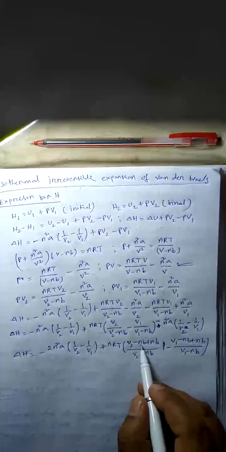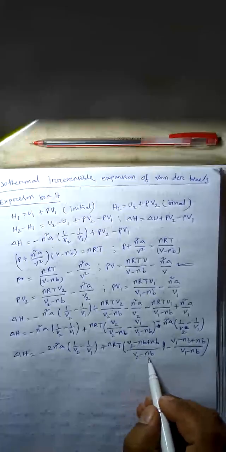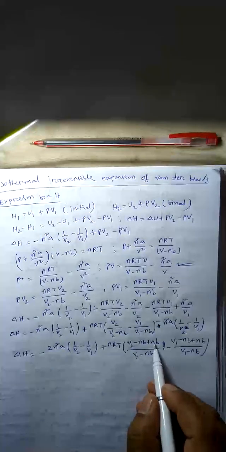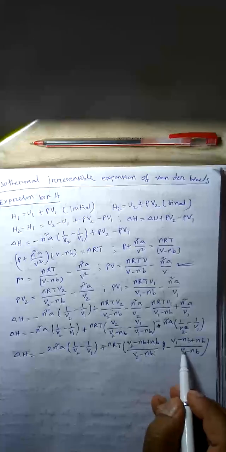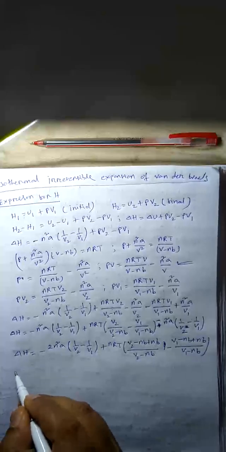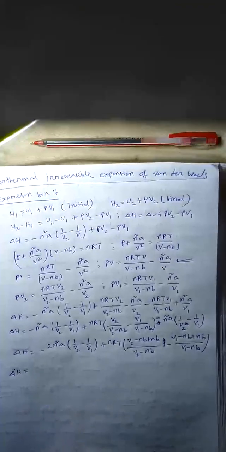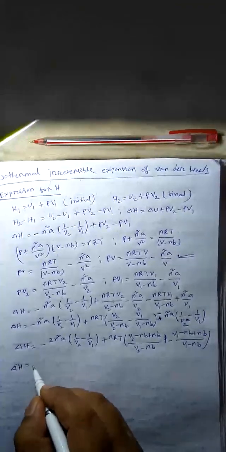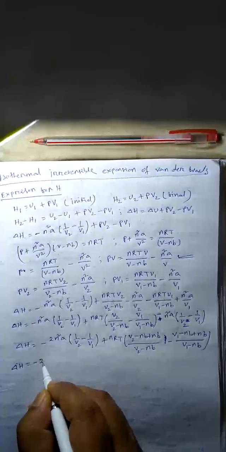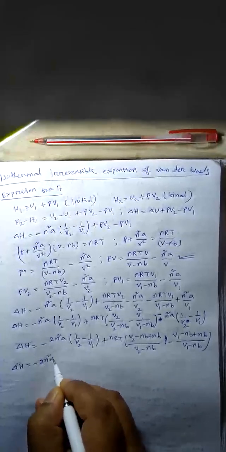Now split this one: (V2 minus nb) divided by (V2 minus nb), plus nb by (V2 minus nb). Same thing happens here also. Okay, same way, no problem, same answer you will get. That is why in the note it is not mentioned. The same way, same result.